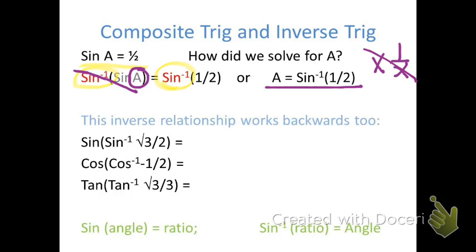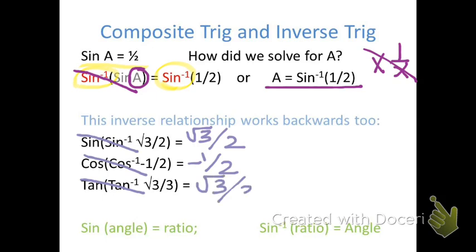Well, it's really nice when you're taking the inverse of itself because it will operate the same way. So over here, if I take sine of the inverse sine rad 3 over 2, they cancel each other out and the answer is just rad 3 over 2. If I take the cosine of the inverse cosine of negative 1/2, the answer will be negative 1/2. And here the tangent of the inverse tan, your answer will be rad 3 over 3. So these ones are pretty friendly.